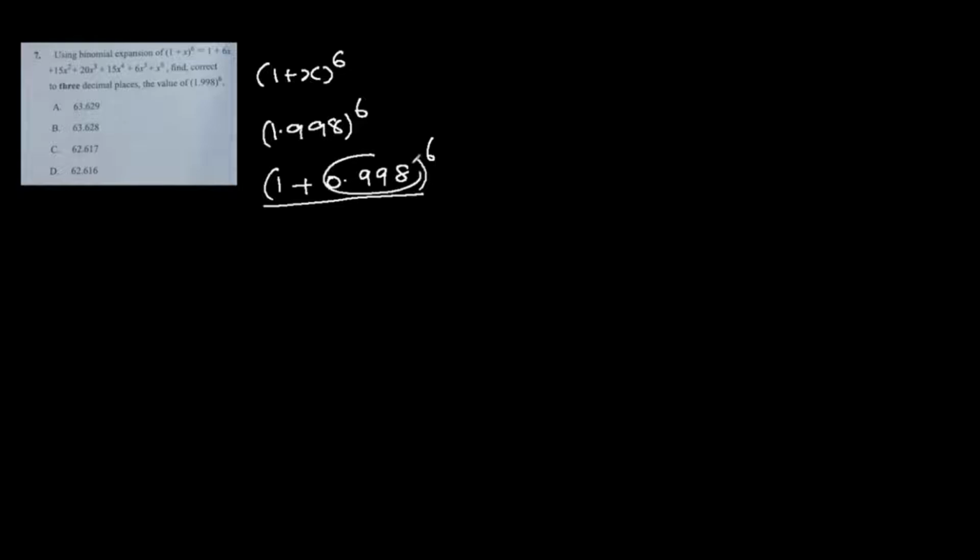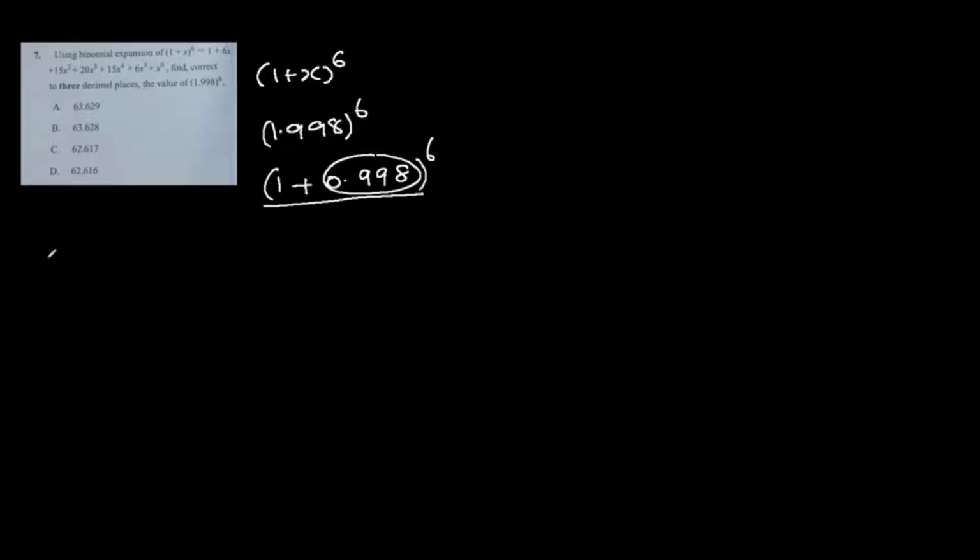Question number 7, it has already been expanded. 1 plus x to the power 6 has already been expanded and it's given there. Alright, and they're saying that find correct to 3 decimal places the value of 1.998 to the power 6. So, if possible, can we write it like this? 1 plus 0.998 to the power 6. Since they have given the expansion of 1 plus x to the power 6, we will substitute x by 0.998.